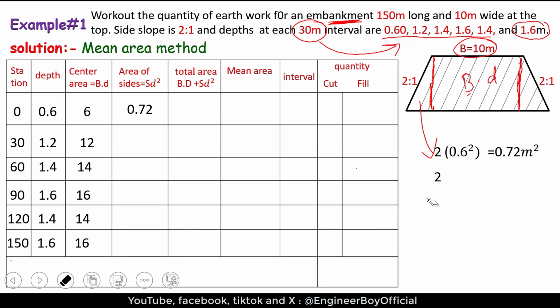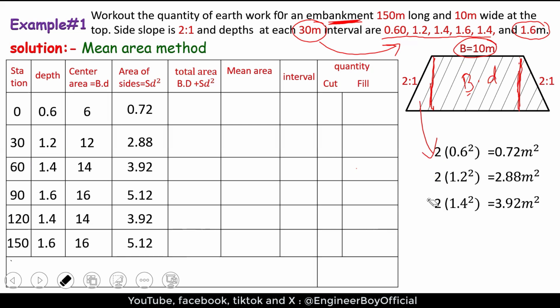For another station, the depth is different, which is 1.2. So the answer should be 2.88. Okay, we can put that value over there. Now the depth is just different for each station. Okay, so you can put all these values and just try them by yourself. Okay, and put all these values in the fourth column for area of sides. And these sides are actually triangular.